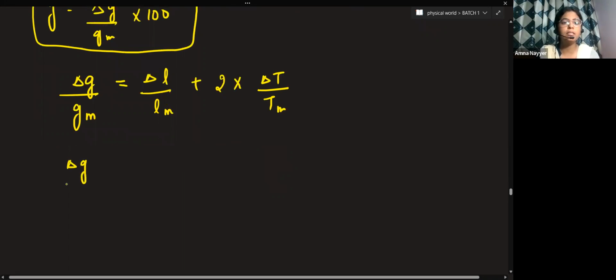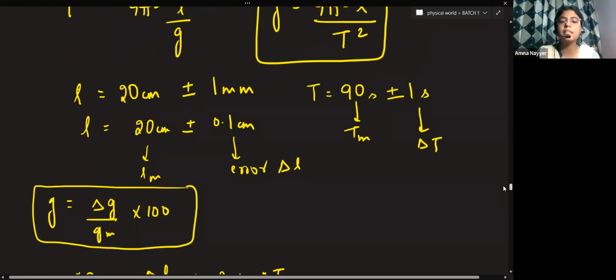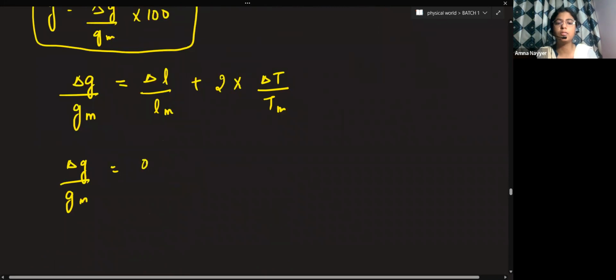So delta G by Gm from here. Now delta L by Lm. Delta L is written as what? This is 20 centimeter plus minus 0.1 centimeter. So this is delta L, this is Lm. So it will be delta L divided by Lm, means 0.1 divided by 20. This will be 0.1 divided by 20.